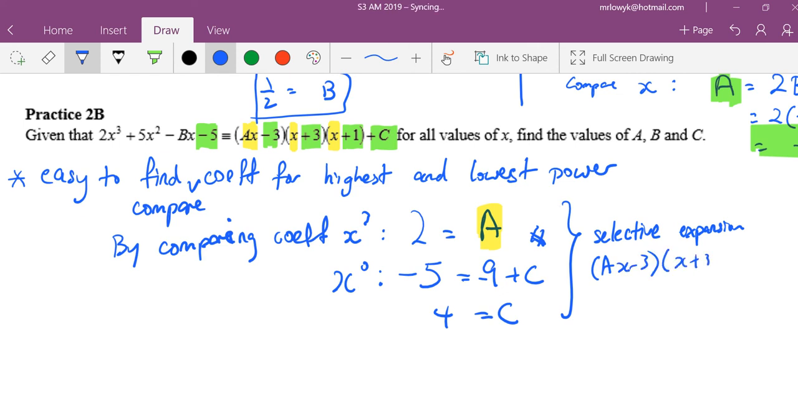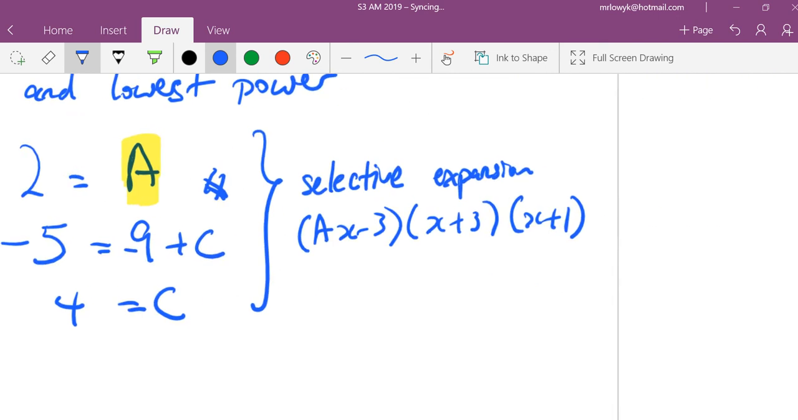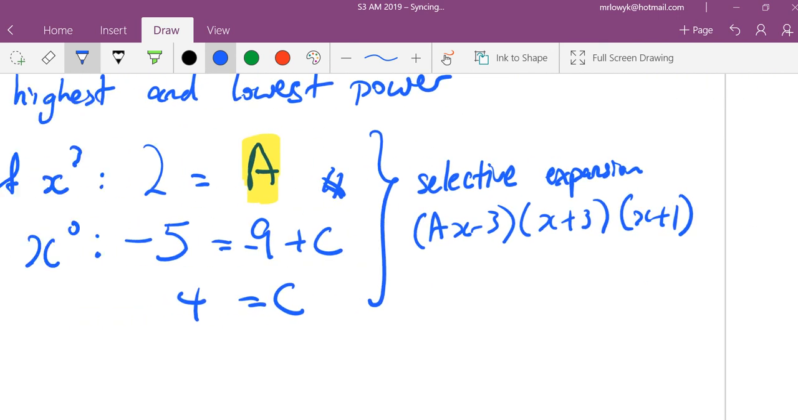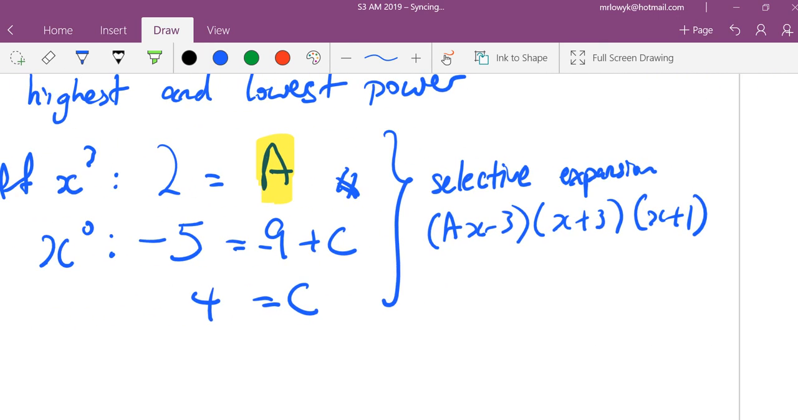Let me try to help some of us understand how I get the A. This is a cube, pardon my handwriting. My question is this: if I were to expand this, can I expand these three things? The answer is yes. But how many times must I expand?